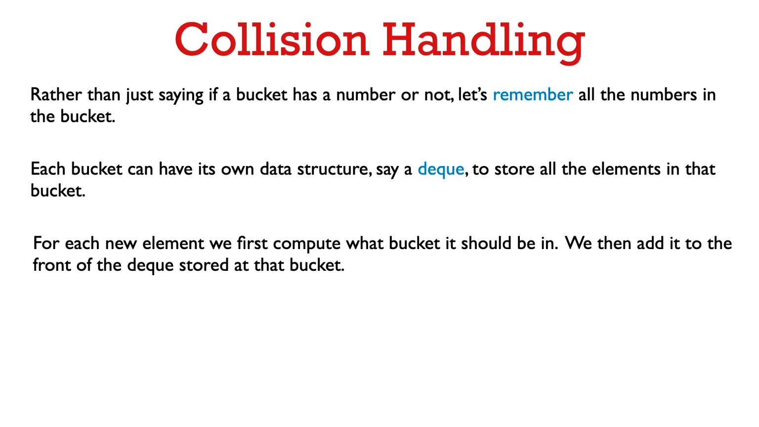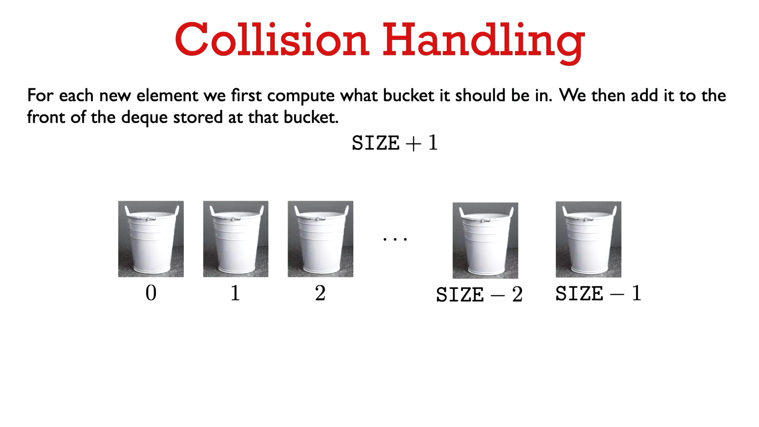To handle collisions, we can simply store all the elements that reach a given bucket. Each bucket can have its own data structure, say a deque, to store the elements that reach that bucket. To insert an element into the hash table, we first use the hash function to compute which bucket it should be in, and then we add it to the front of the deque stored at that bucket. So here's an illustration of that in action.